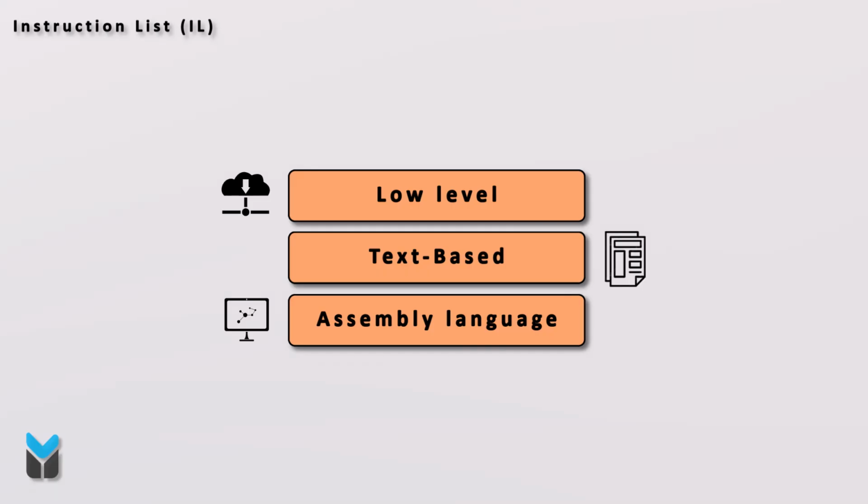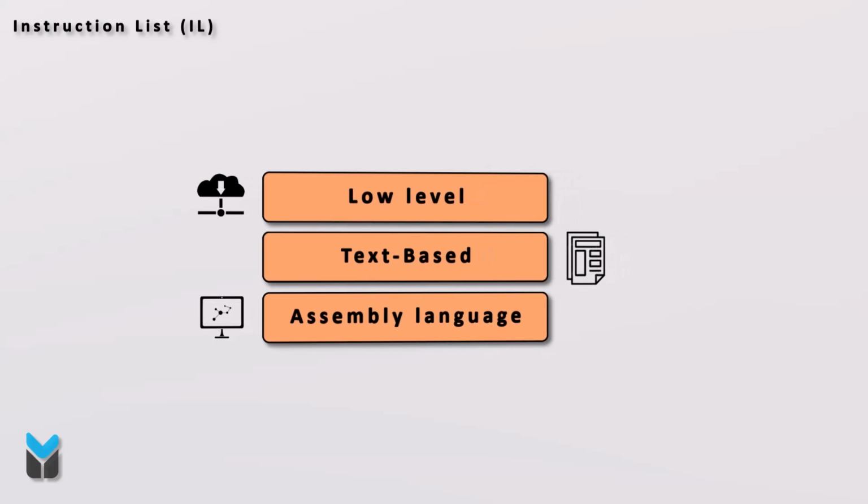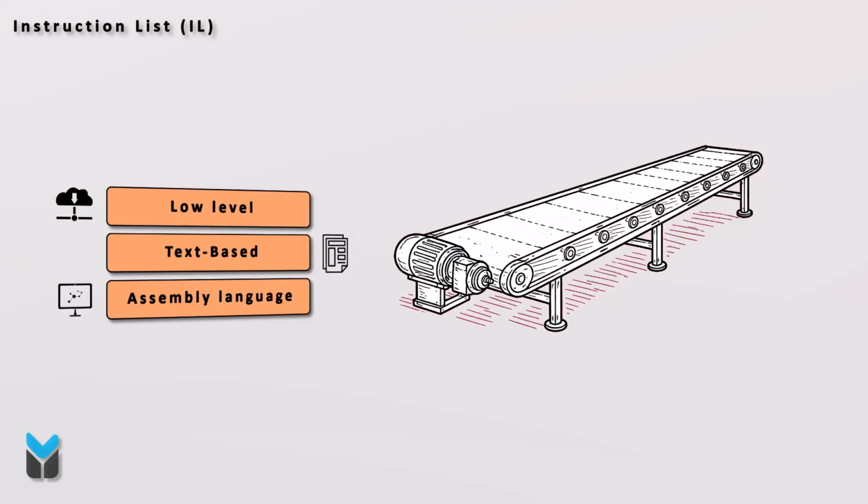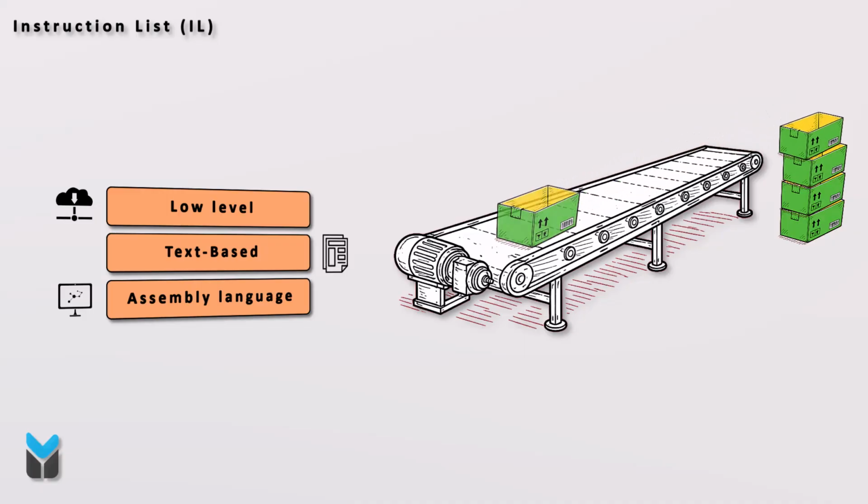Now let's understand this with an example. Imagine a conveyor belt system where, when you press start, a conveyor system turns on. After 3 seconds, a motor starts. And after counting 5 products, the motor stops automatically.